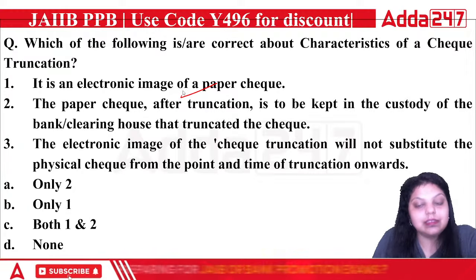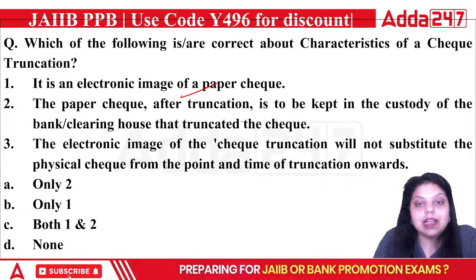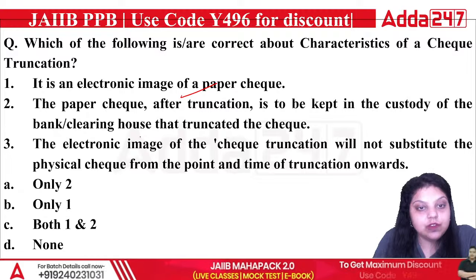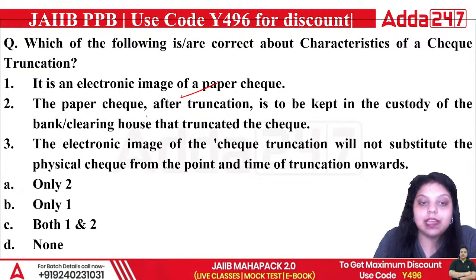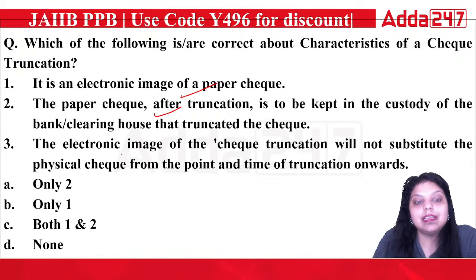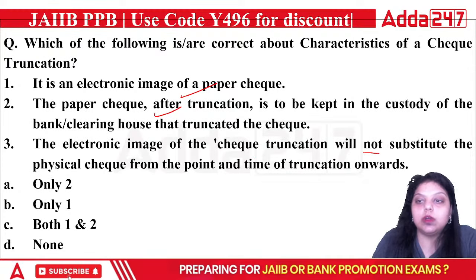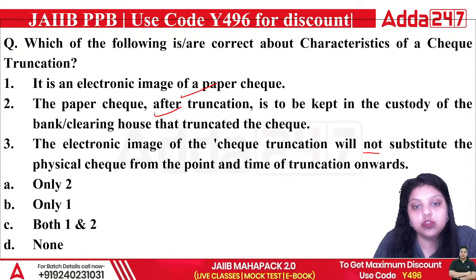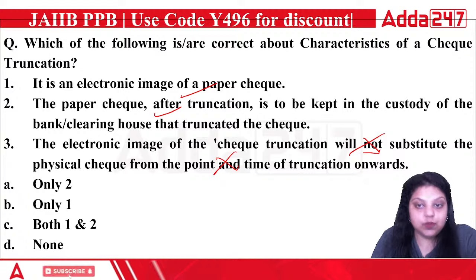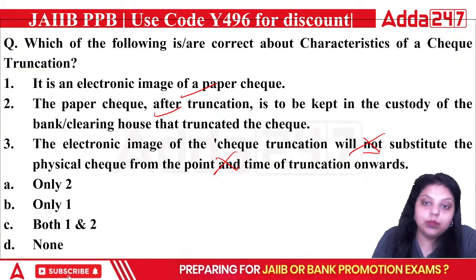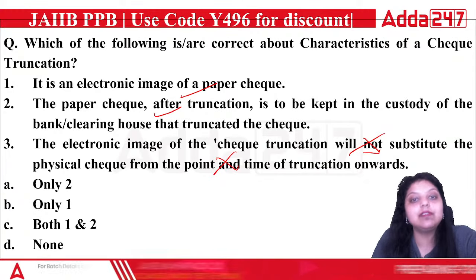Yes, it is. Second is saying that the paper check after truncation is to be kept in the custody of a bank and clearinghouse that truncated the check. That's also true. Third is saying the electronic image of a check truncation will not substitute the physical check from the point and time of truncation. This is wrong. It will substitute. That's why the CTS was introduced, because you wanted to stop the physical movement of a check. So definitely it will substitute.